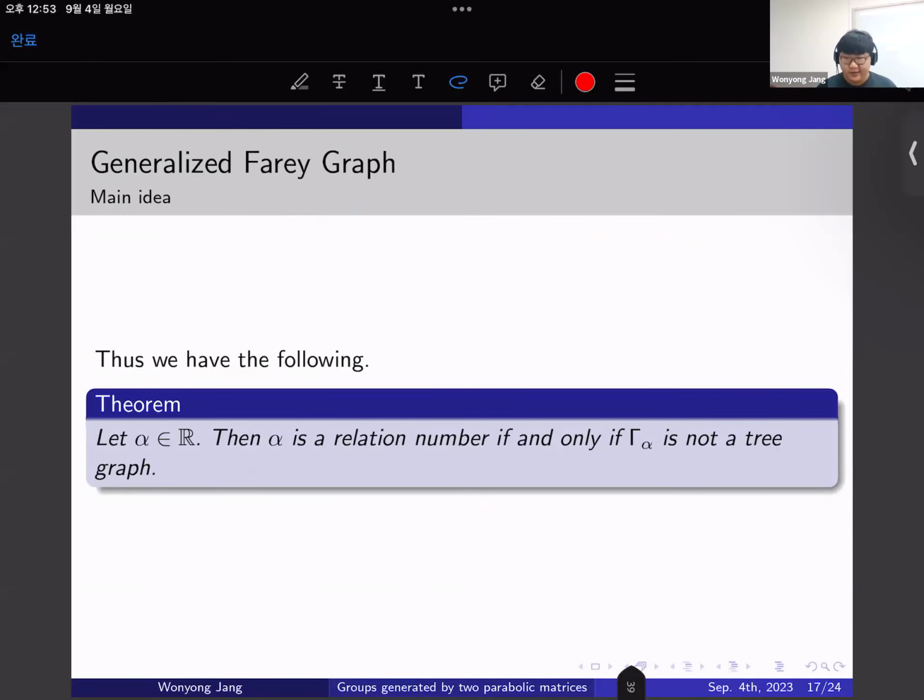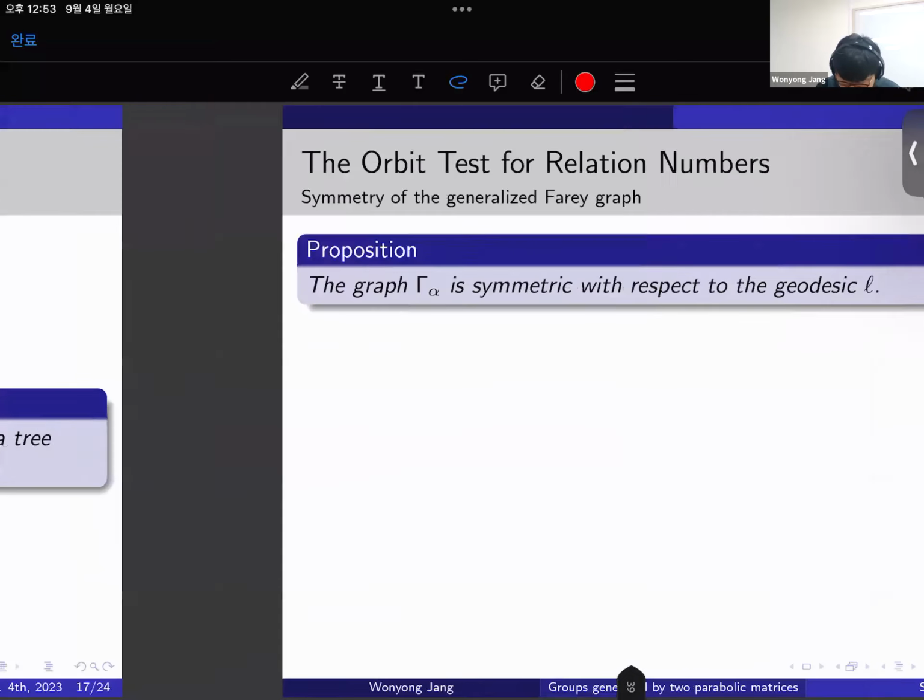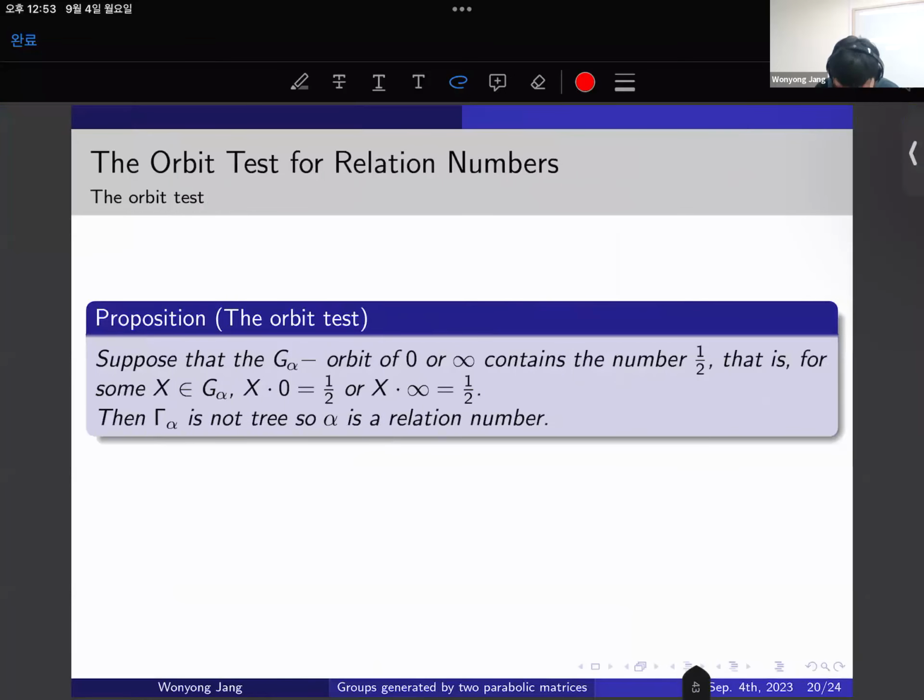Yes. Oops, I have only two minutes. So we proved the following fact, and I will explain how to use the orbit test. It is simple. The statement of the orbit test is: if the G alpha orbit of 0 or infinity contains the rational number 1/2, then gamma alpha is not a tree. How can we prove this?